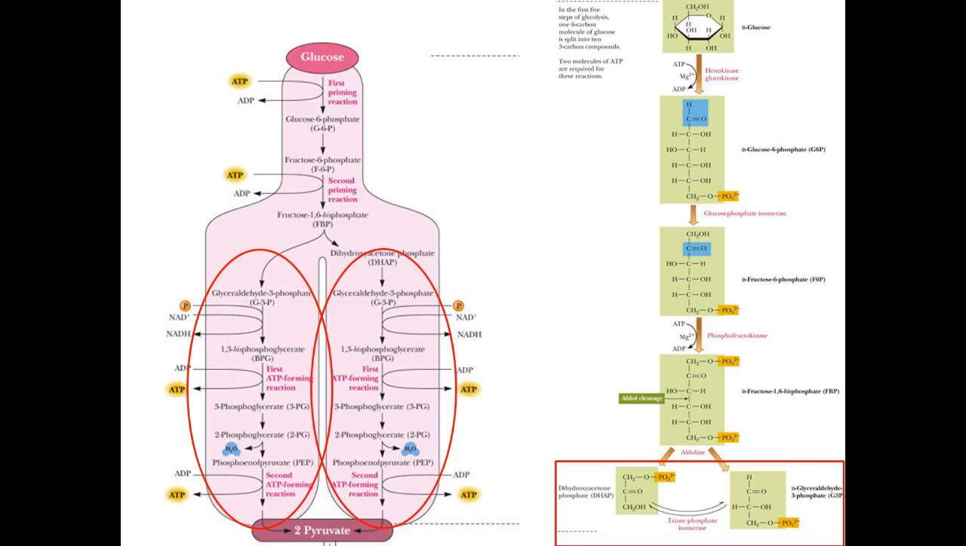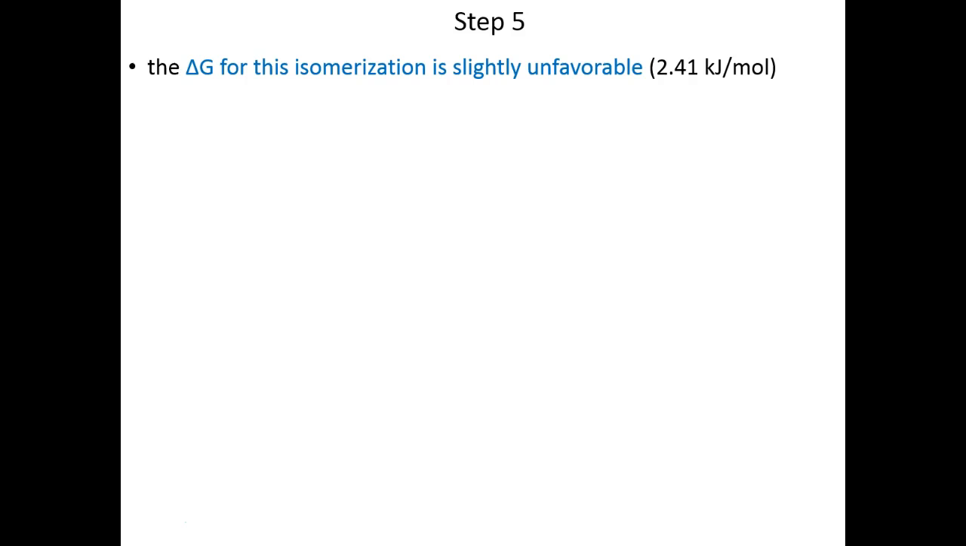So in the next lecture, lecture 12, we will pick up right from where we leave off here and begin talking about step 6 of glycolysis, in which we will act upon those 2 molecules of GAP in parallel and eventually get them on their way to becoming pyruvate.